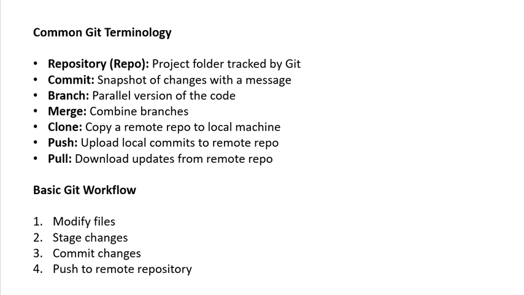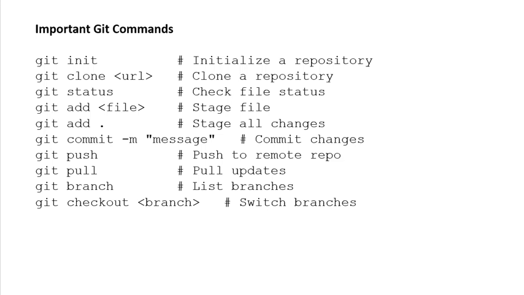git commit -m "message" commits with the message. git push pushes to the remote repository. git pull pulls the updates. git branch lists the branches, and git checkout <branch> switches from one branch to another branch.